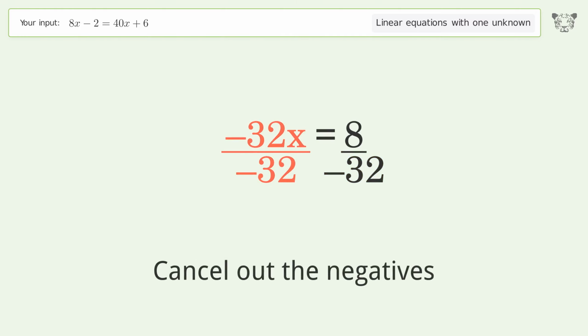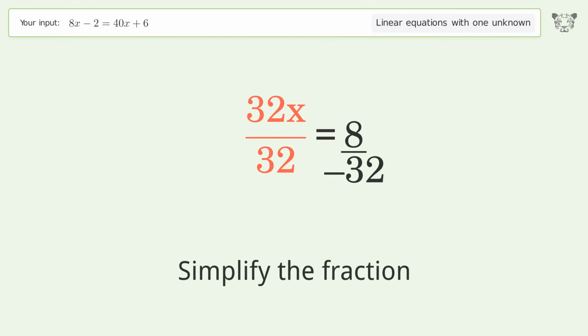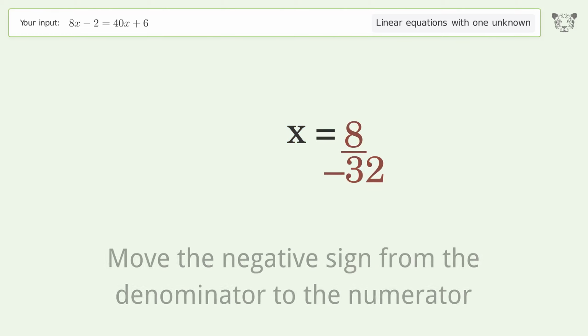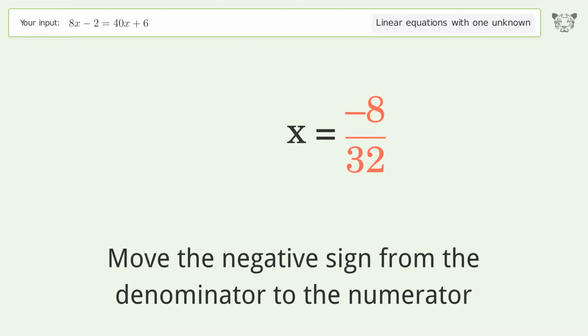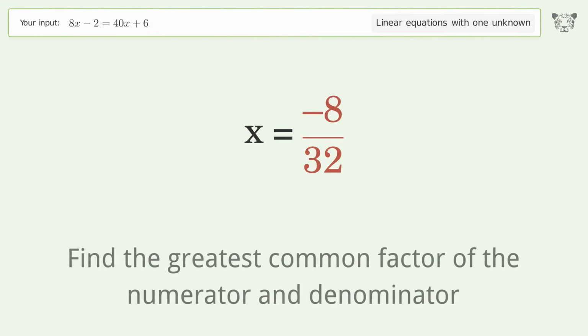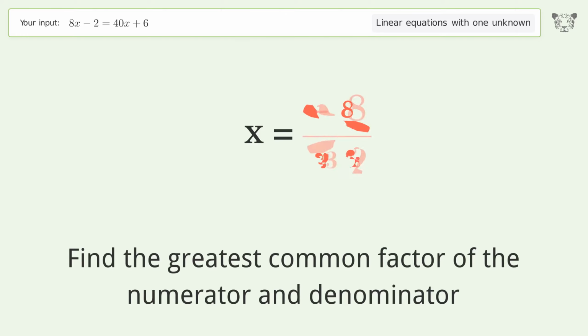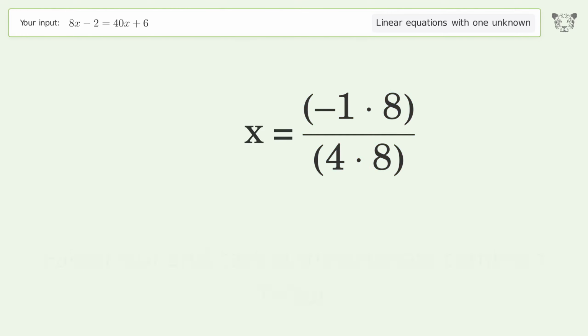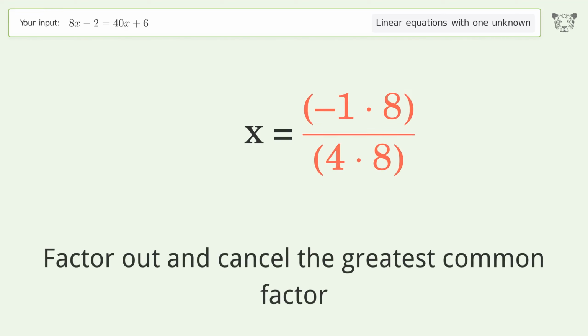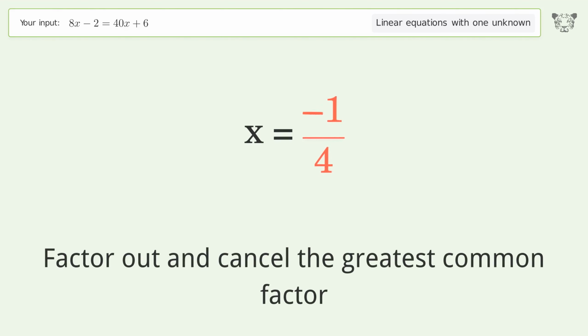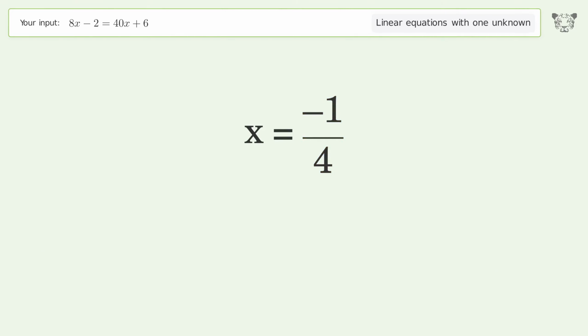Cancel out the negatives. Simplify the fraction. Move the negative sign from the denominator to the numerator. Find the greatest common factor of the numerator and denominator. Factor out and cancel the greatest common factor. And so the final result is x equals negative 1 over 4.